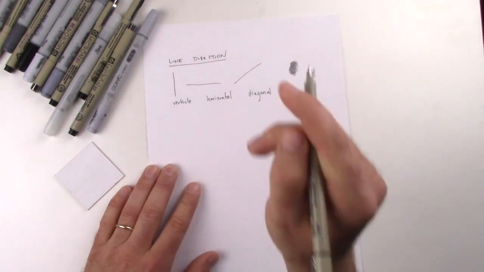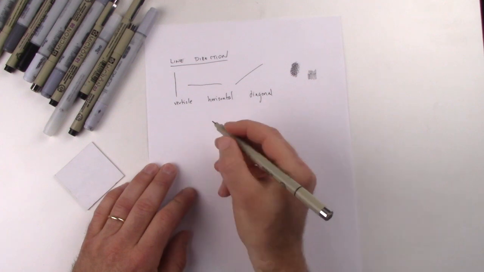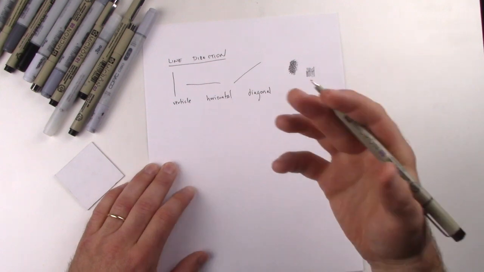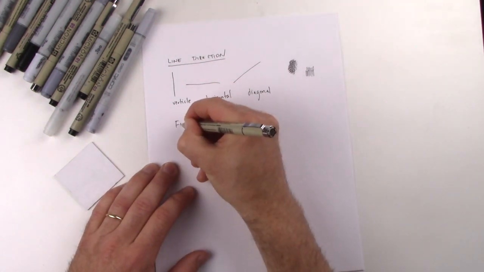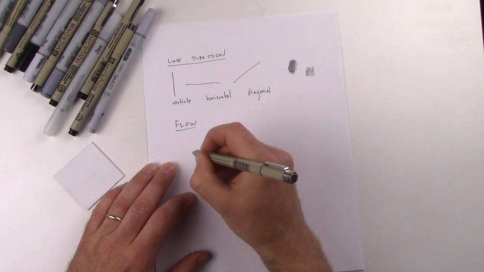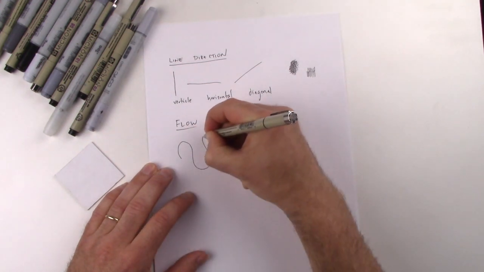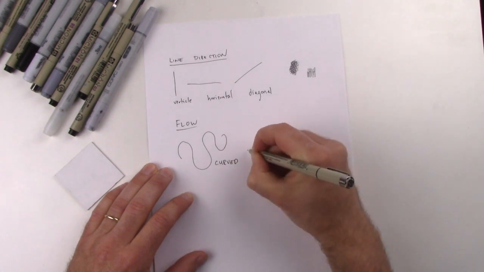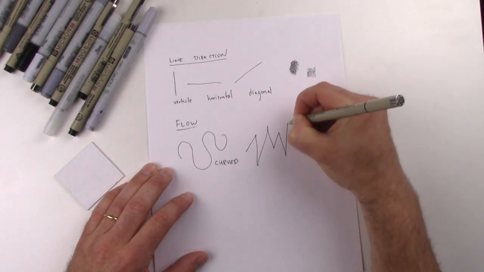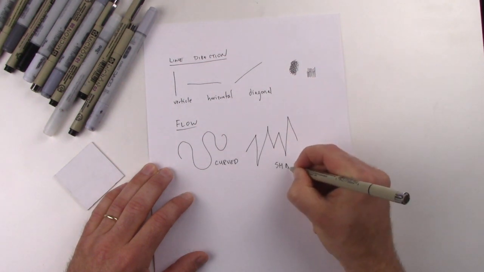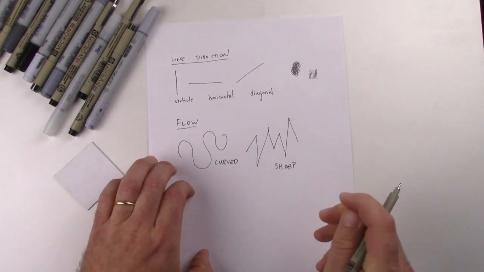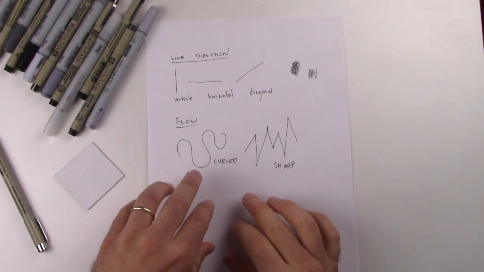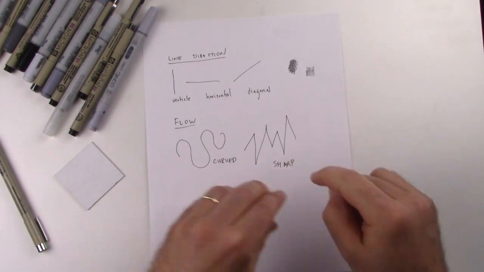Okay, so the first one we have is line direction. The second piece that we have here is the overall flow of the line, so we'll call it the flow. We have very elegant and graceful curved lines, or we could have very sharp lines as well. We want to think about the overall feeling that we're creating, that sense of elegance and grace, or that idea of tension.